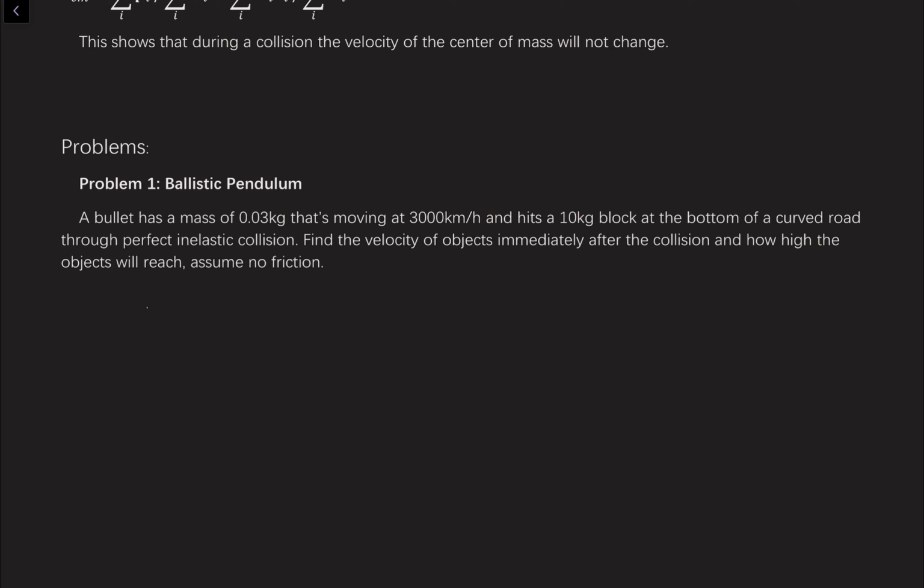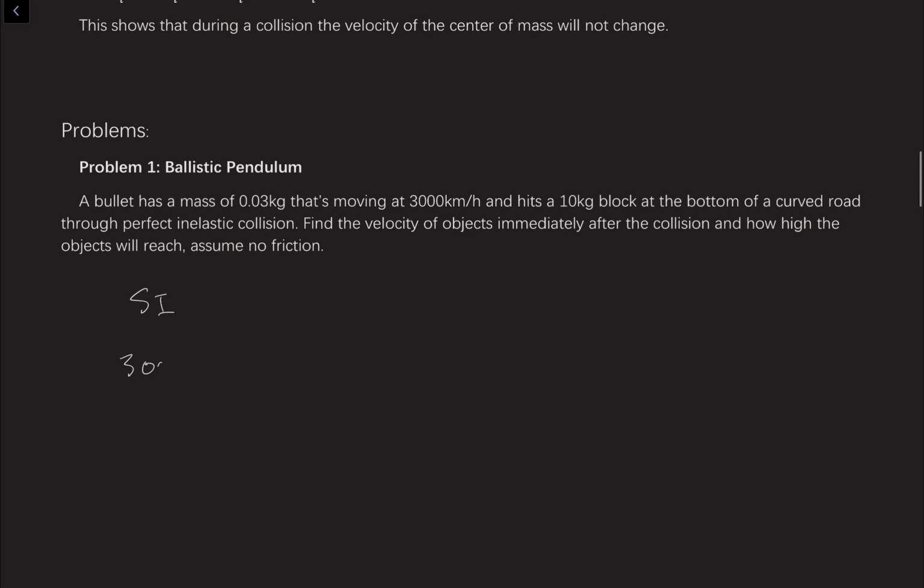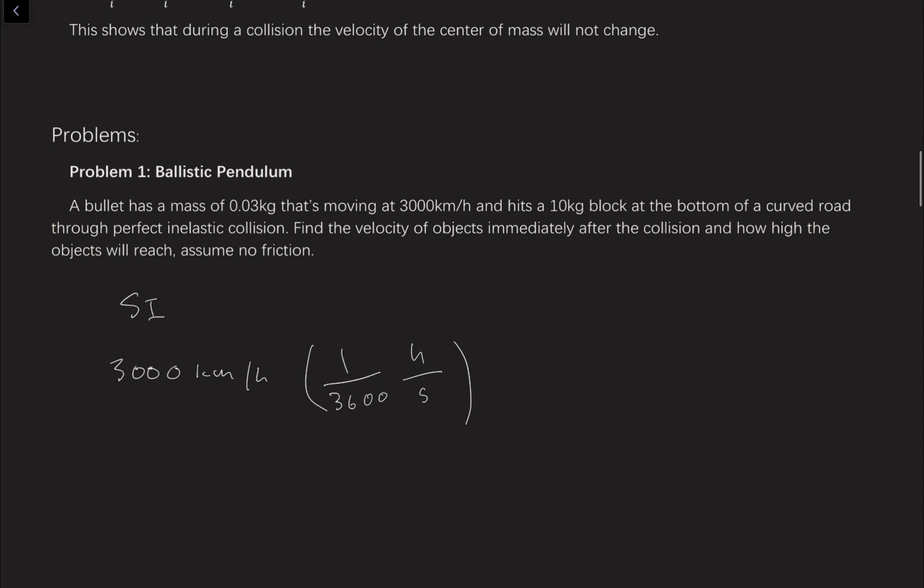First we want to convert to SI units. 3,000 kilometers per hour. Let's convert the time: multiply by 1 hour over 3,600 seconds, since 1 hour has 3,600 seconds. And let's convert kilometers to meters. We can put meters here and kilometers here, so it cancels out the units. 1 kilometer has 1,000 meters. If we calculate that, it is 833.33 meters per second.